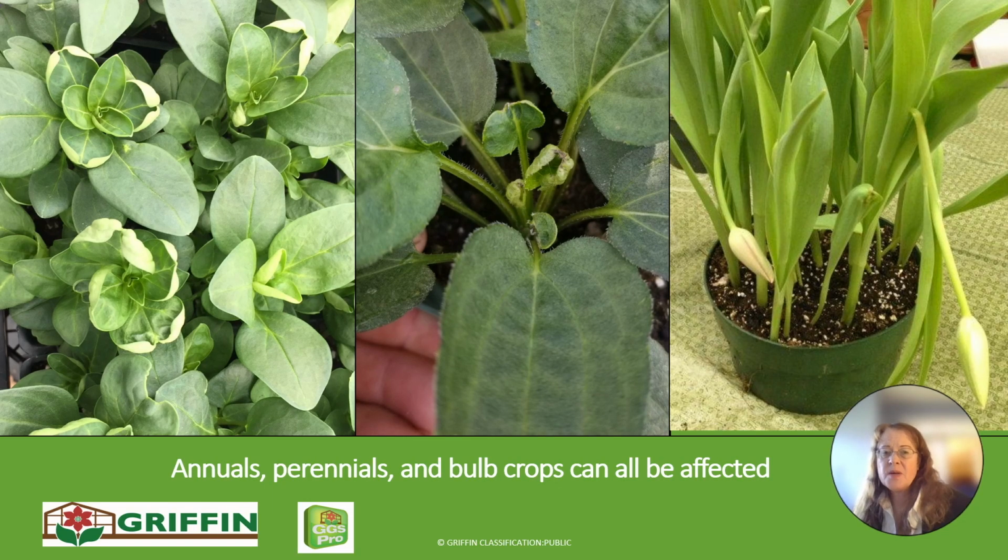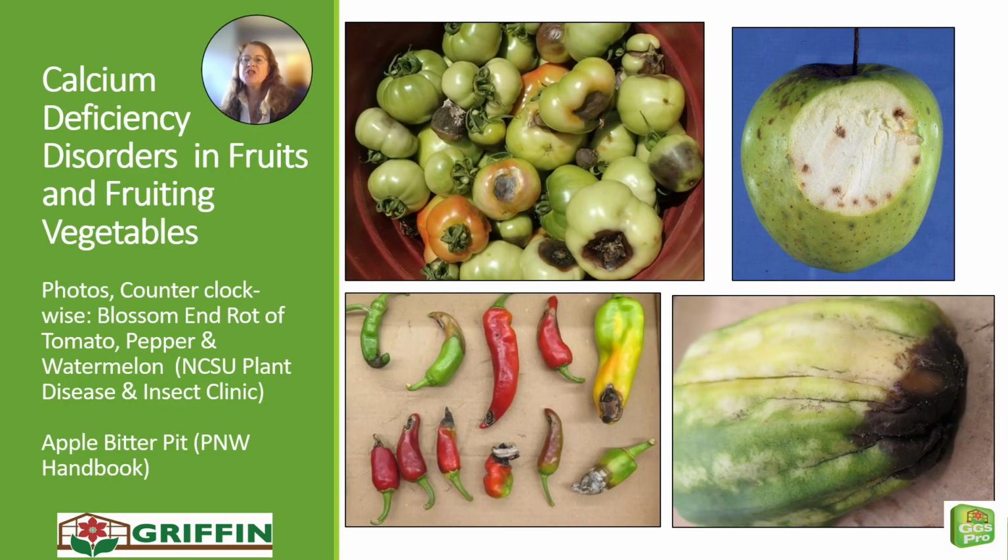All kinds of crops can be affected by calcium deficiency. On the left, we see snapdragons. In the middle, rudbeckia. On the right, blooms collapsing due to lack of calcium. In fruit and vegetable crops, calcium deficiency causes blossom end rot in the developing fruit. And in apples, bitter pit, spotting, and other disorders are also caused by calcium deficiency. I think you get the picture.